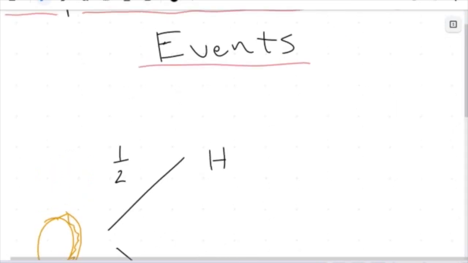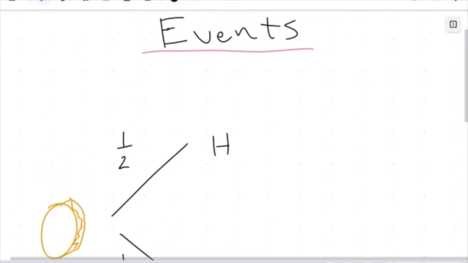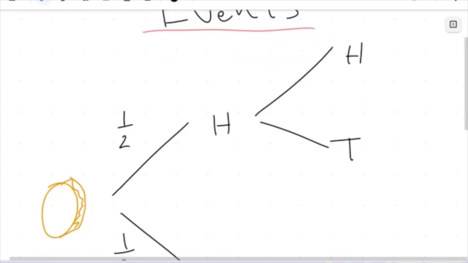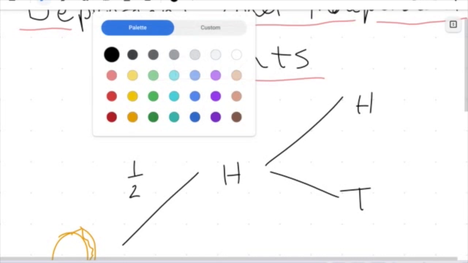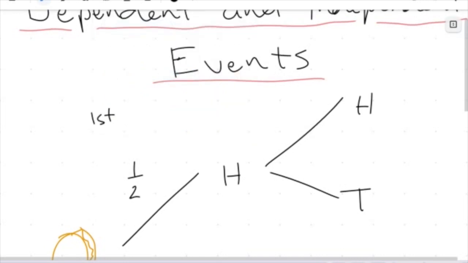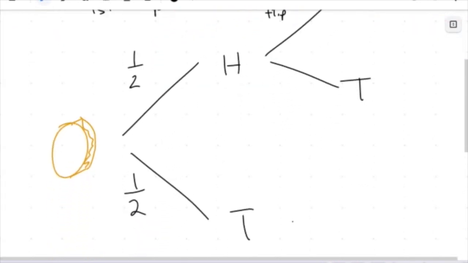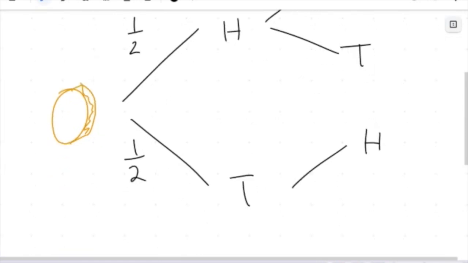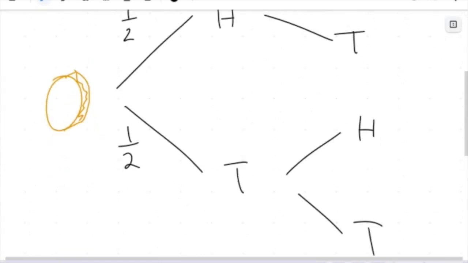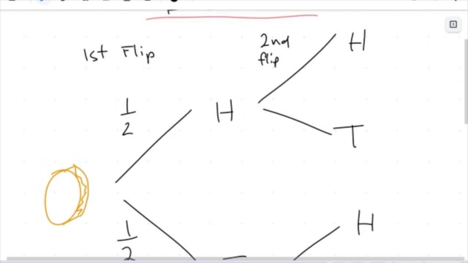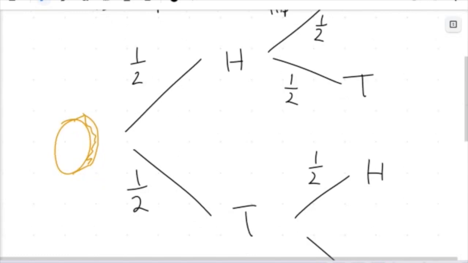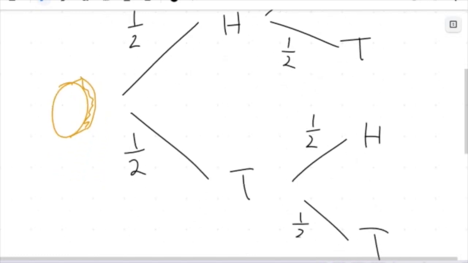Now, we also said here that we flip a coin and say we did this one more time. We flip this coin, we get a head, we get a tail. So we have our first flip here, and we have our second flip. So when I get tails, I can get heads or tails. And once again, we said, okay, cool. We have a half, we have a half, we have a half, and we have a half here.